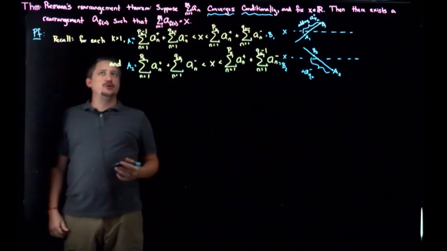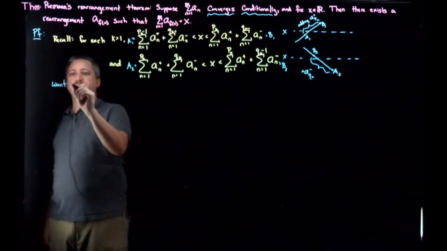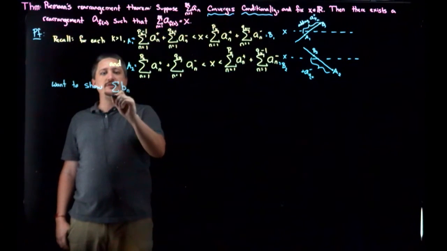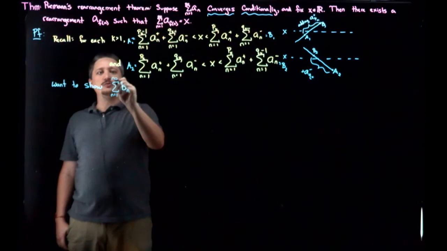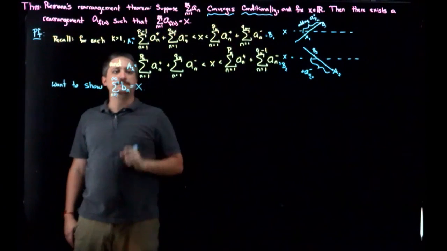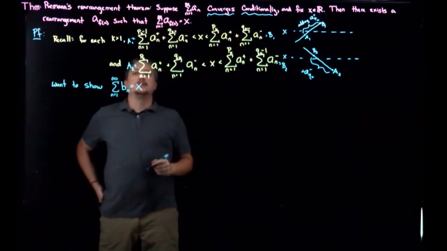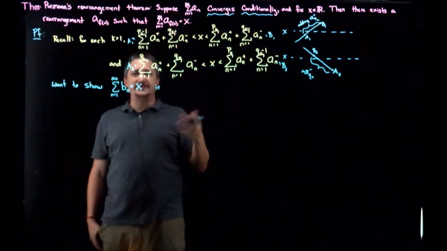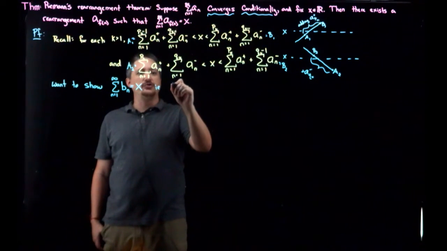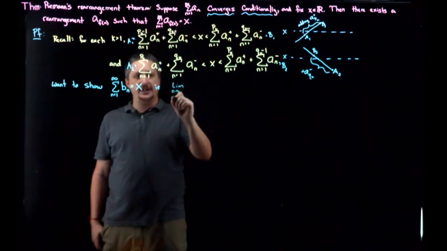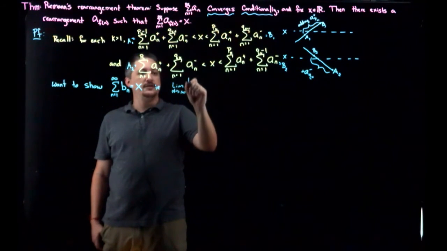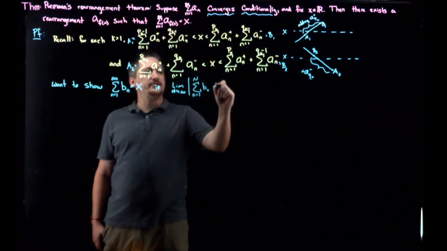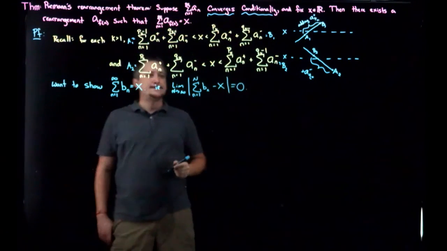All right, so just to remind ourselves, I want to show that the sum of Bn, where Bn is the rearrangement now, actually equals X. In particular, that is to say that I want to show that the limit as capital N goes to infinity of the sum n going from 1 to capital N of Bn minus X is 0, okay?